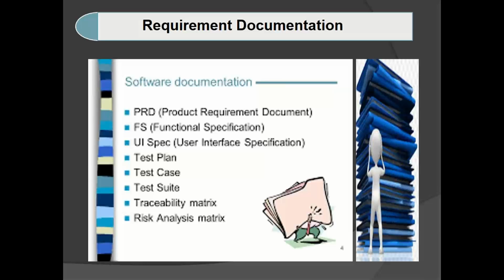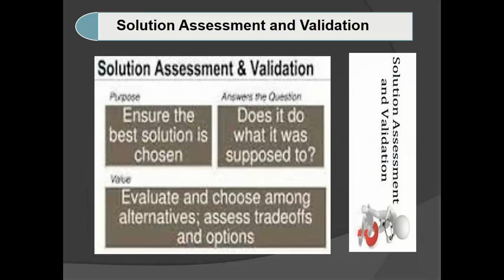Okay. Then the final one is solution assessment and validation. So what does solution assessment mean? The activities that are done by the BA for the benefit of the organization are nothing but solution assessment. That means if a project is having a particular problem, then what kind of activities the BA is going to do to solve those problems and how it is going to benefit the organization. That is nothing but solution assessment.